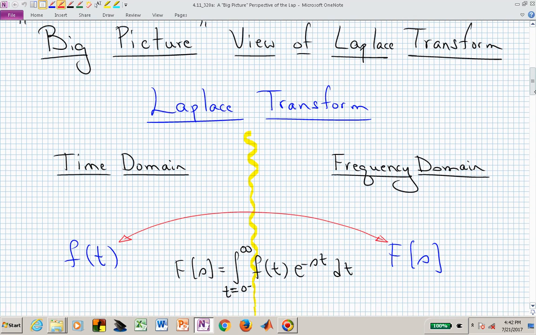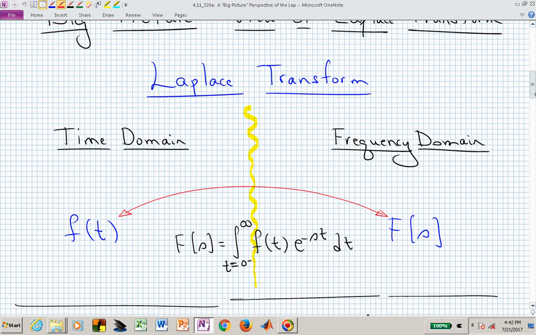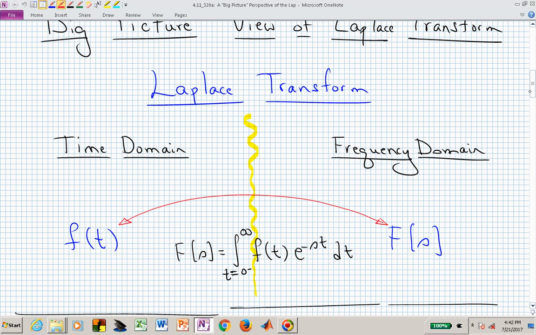This big picture view of Laplace transforms, again, I want you to be thinking about moving back and forth between two different locations. We're playing with two different domains. We're in the time domain sometimes, we're in the frequency domain some other times, and we want to get very comfortable moving back and forth and making the connection between these two different ways of thinking.